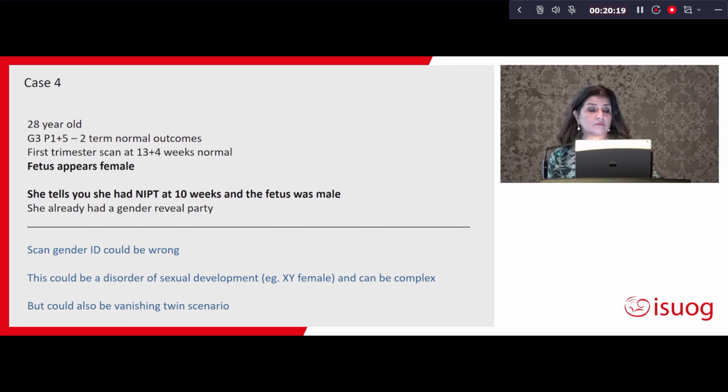What next? Well, here we're either dealing with a case where I'm getting the gender wrong, or this could be quite a significant and complex disorder of sexual development, or it could be a vanishing twin scenario. So I explain this to the lady. I say, look, this is the situation. These are the 3 possibilities. She says, oh, I forgot to tell you. It started off as twins. She didn't mention it in any of her routine booking visits or in any of her consultations. But when I mentioned to her it could be vanishing twin, she actually told me that it did, in fact, start off as a twin pregnancy. That baby landed up just being a normal girl. She had to have another gender reveal party.